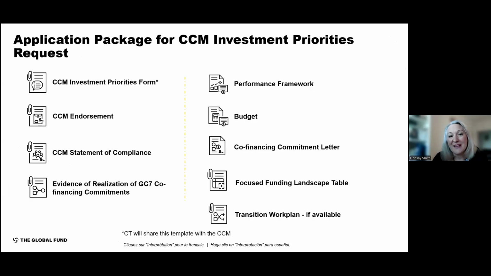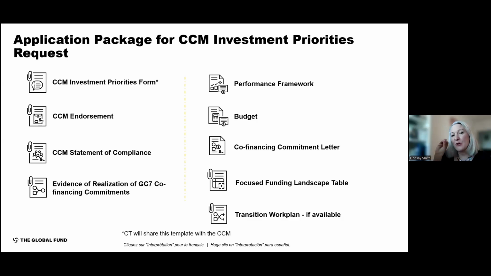Next slide. The application package that would need to be pulled together at the end of this process would have some input from the CCM and some input from the principal recipient. The CCM would be responsible for then that 2-page documentation of their investment priorities, the CCM endorsement, statement of compliance that they've engaged in that inclusive dialogue, and that they have included the focus of funding in their investment priorities as required. The evidence of co-financing commitments from GC7 would still be required. The co-financing commitment letter still required, but fewer annexes here.